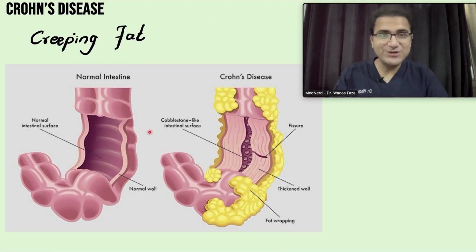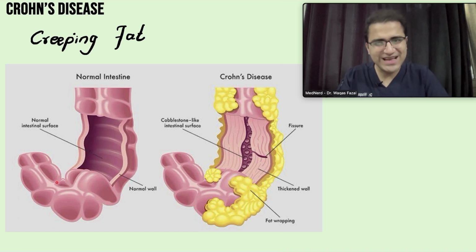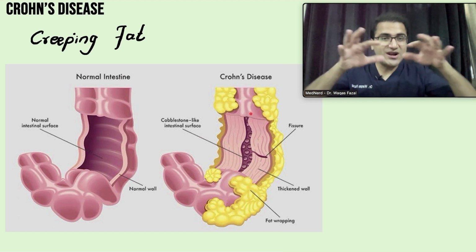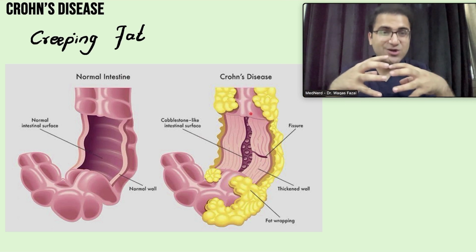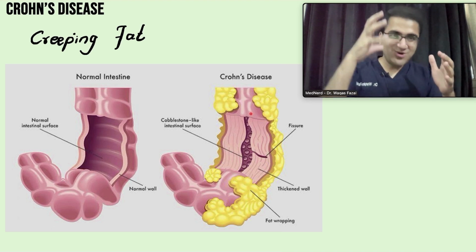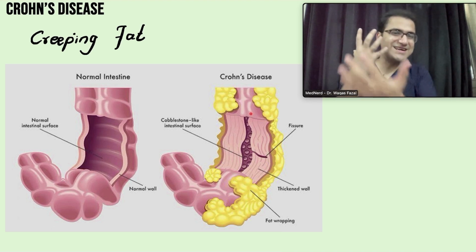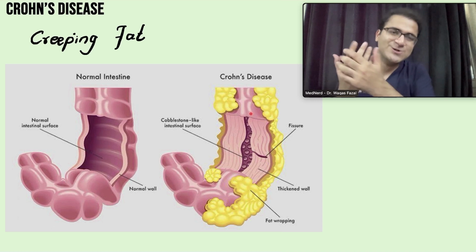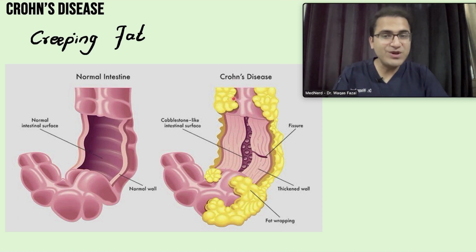Now, this is a very beautiful picture showing the creeping fat appearance in patients with Crohn's disease. Normally, intestines are like this, where the fat is not creeping over the small intestine. While in Crohn's disease, the fat creeps over and starts spreading around. Why is fat attaching to the small intestine? It makes sense now, because the small intestine wall is inflamed and it attaches to everything that comes near it. So the fat will also stick to the inflamed wall and creep over the walls of the intestine.